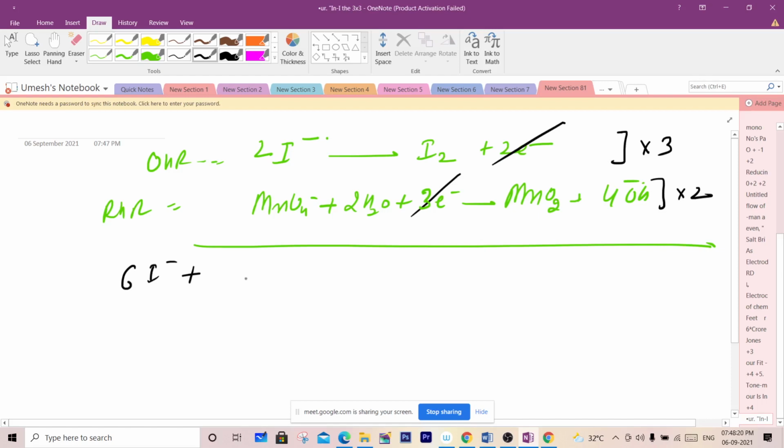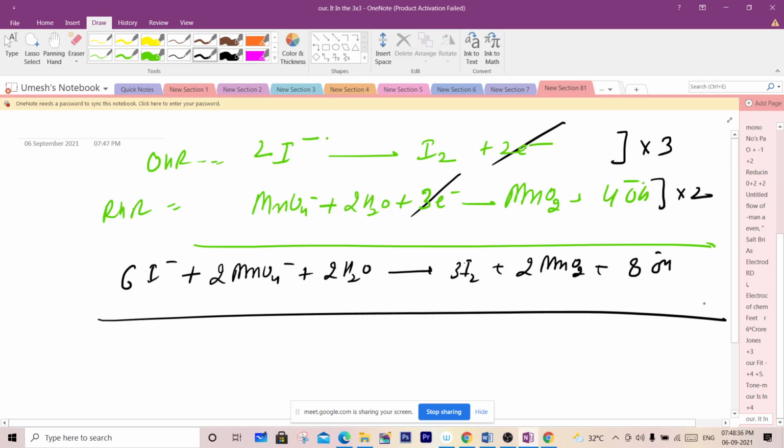6I negative plus 2 MnO4 negative ion gives 3I2, MnO2 plus 8 OH ions. Check. Everything is balanced or not? 6I negative, 6I. 2 manganese, 2 manganese. 4 hydrogen. No, here we have 4, 8 hydrogen, 8 hydrogen. 8 oxygen, 8 plus 8, 16. 4 plus 4, 8 plus 4, 12. 12. Everything is balanced. This is a balanced chemical equation.